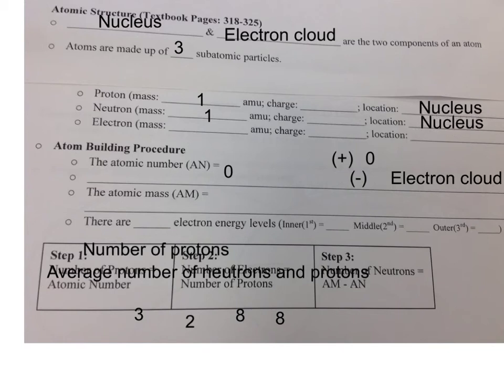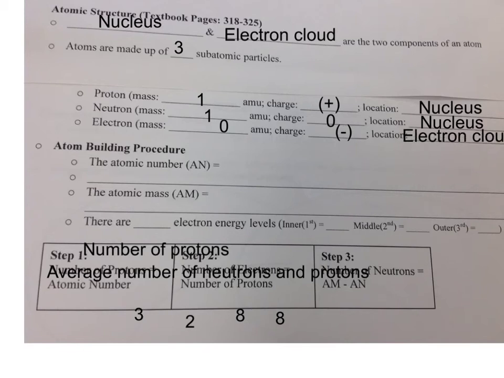Protons, like their name suggests, have a positive charge. Neutrons, once again as the name suggests, are neutral and have no charge. Electrons are a little bit of a special case in that they don't technically have a mass. Their charge is negative, and instead of being located in the nucleus, they are located in the electron cloud surrounding the nucleus.